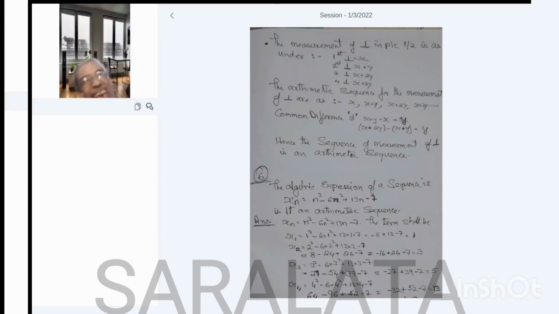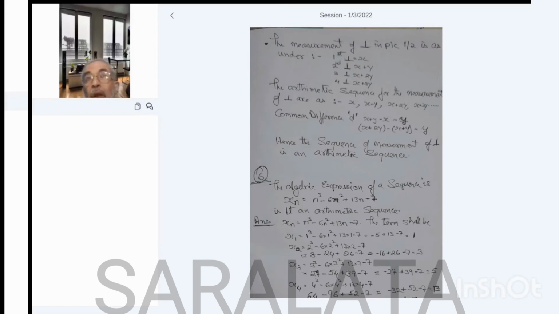Now here xn is given. I need to prove whether this will come as a sequence or not. If, instead of xn, I put x1, I replace all n with 1. Then x1 equals 1 cube minus 6 into 1 square plus 13 into 1 minus 7. When you simplify this, you get 1.